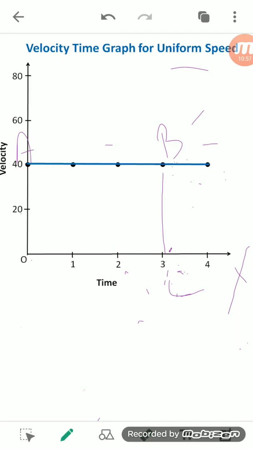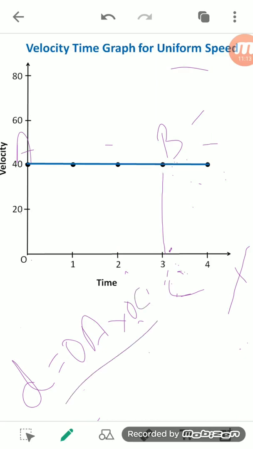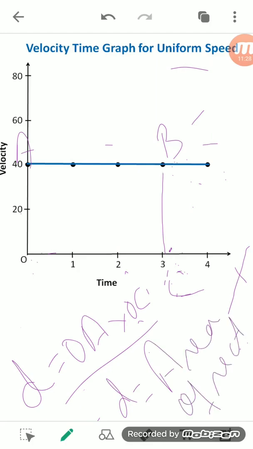So we can put these values in the formula of distance. Distance is equal to speed at C, that is OA, into time, that is OC. And this OA and OC are what? They are the length and the breadth. So this distance is also equal to the area of rectangle OABC.